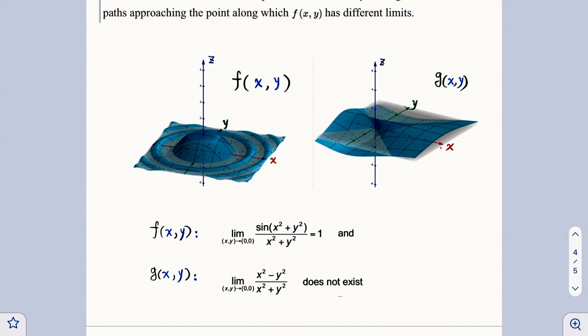Now, on the other hand, we have this function g. That's the graph of the function. The limit of this function as x, y approaches 0, 0 does not exist because if you approach 0, 0 along different paths, sometimes you get 1 right here, and sometimes you get, say, -1 over here. And as long as you can find two different paths along which the limits are not equal, then you can conclude that the limit does not exist.